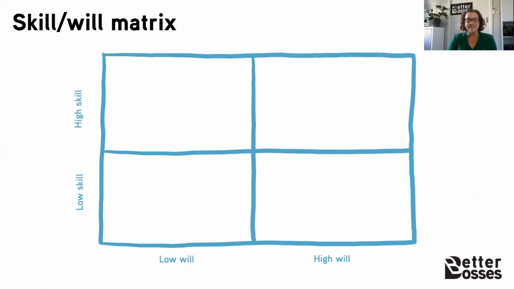On one axis you have skill, and on the other axis you have will. So you've got low skill and high skill, and low will and high will. Now, each of the quadrants means something and guides you in how to work with your individual team members from the professional development point of view. And the best thing to do is plot your team members. Now, if you've only got one team member, it still works for you.